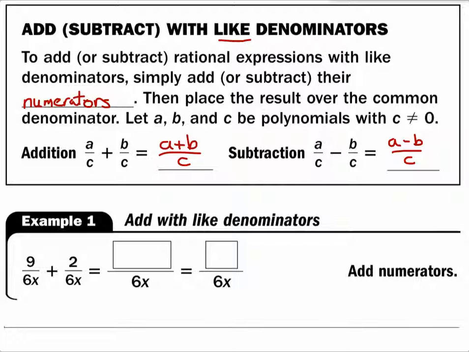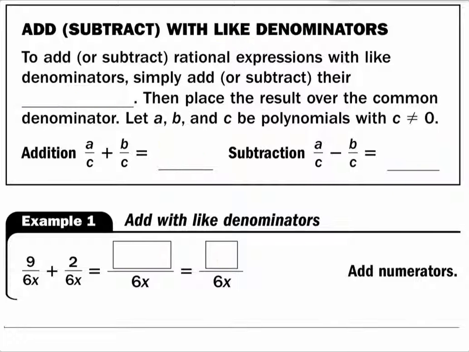That's all. All right, here we have example 1. 9 over 6x plus 2 over 6x, and that makes 9 plus 2 over 6x, and that's 11 over 6x. That's pretty much it for example 1.